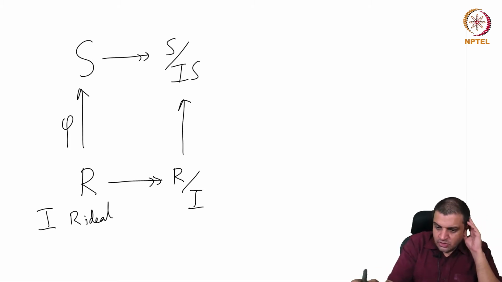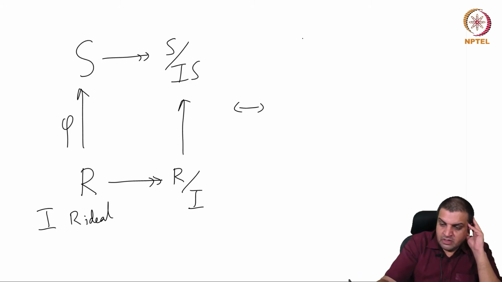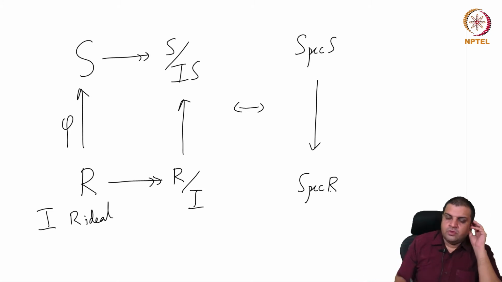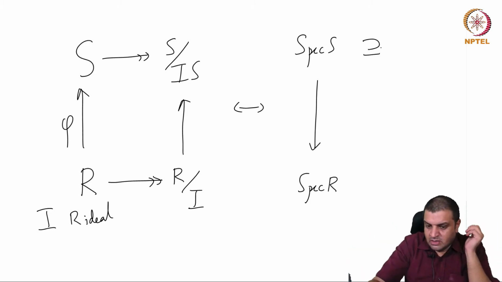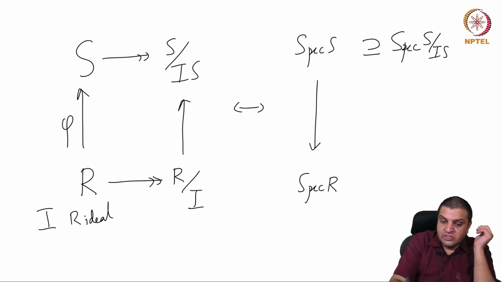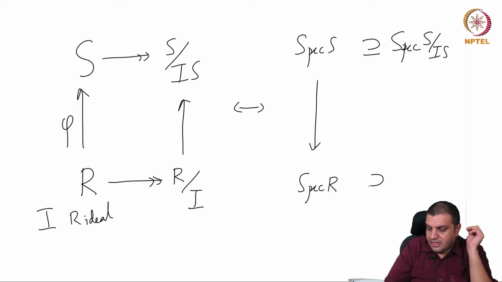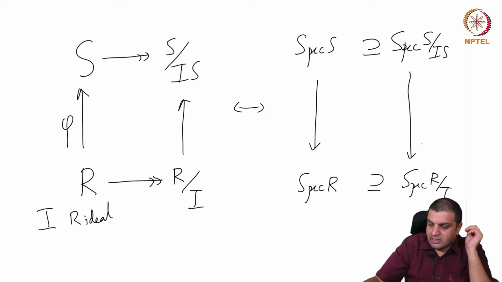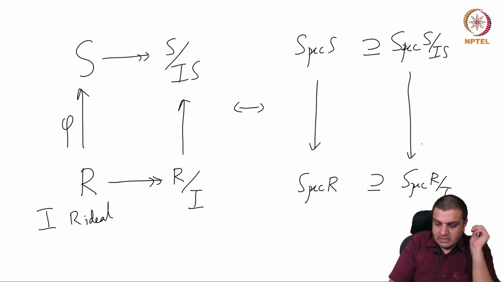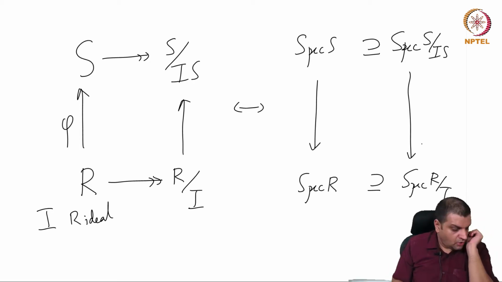The picture, on the geometric side, is that we have spec S mapping to spec R. The spec of this ring is in one-to-one correspondence with the primes containing I, so we can think of this as a closed subset. Spec of S mod IS sits inside spec S as a closed subset, and here is spec R mod I, and then we get a map like this. So a picture like this corresponds to a picture like this on the geometric side.